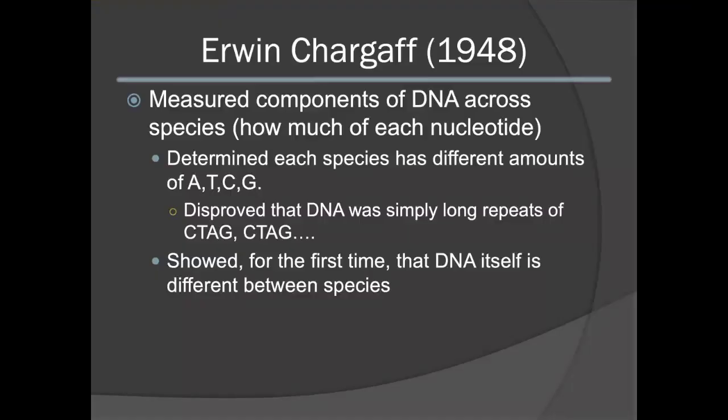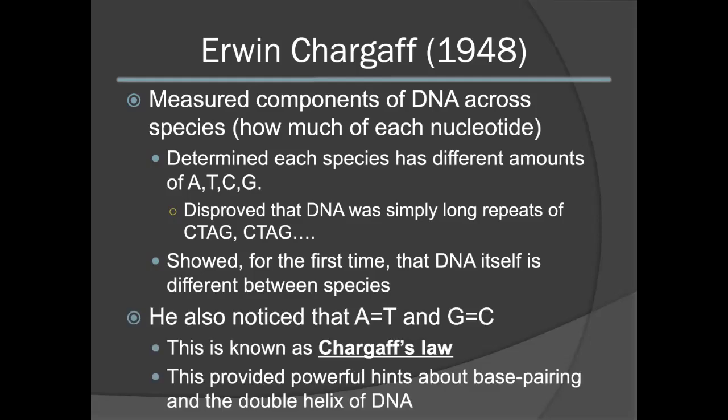Erwin Chargaff was another important scientist that was studying the structure of the DNA molecule. He measured the components of DNA across many different species, specifically looking at the proportion of DNA that was attributed to each nucleotide base. He determined that each species has different amounts of A, T, C, and G. This was important in disproving the common theory that at the time was prevalent. It was originally believed that DNA was simply long repeats of a similar sequence, and that the complexity of an organism had to do with the fact that more DNA was present. He demonstrated for the first time that the DNA itself differed between species.